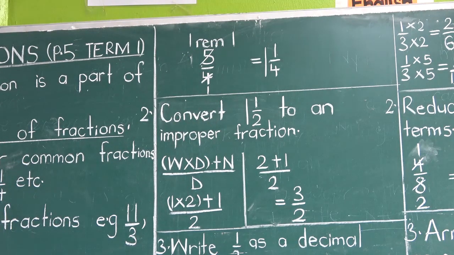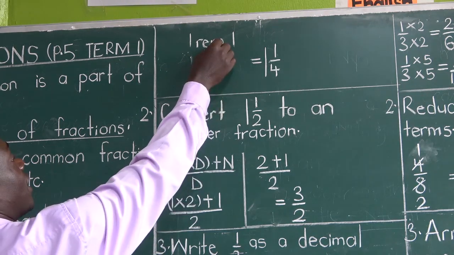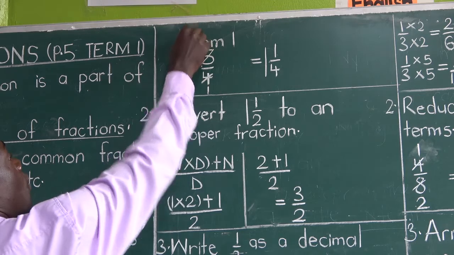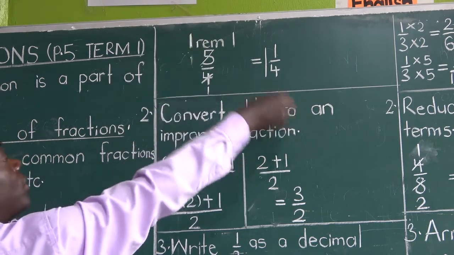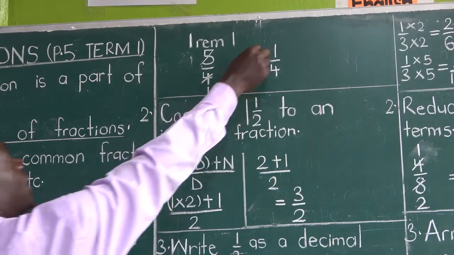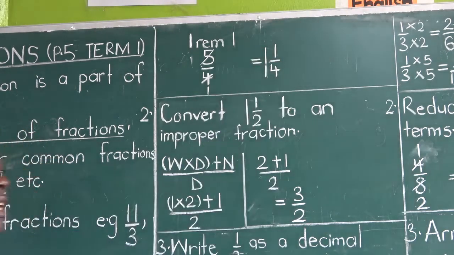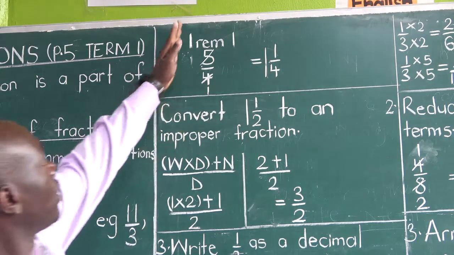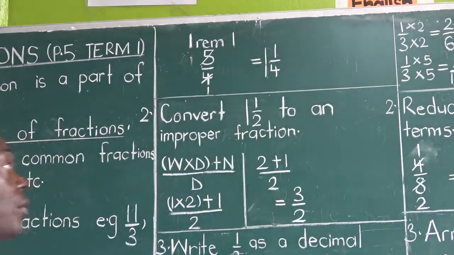Now I'm going to divide 5 by 4. 4 goes into 5 once, remainder 1. This first one means a whole, and the remainder makes a fraction out of 4. So you get a whole and a quarter. So the answer is 1 and a quarter.